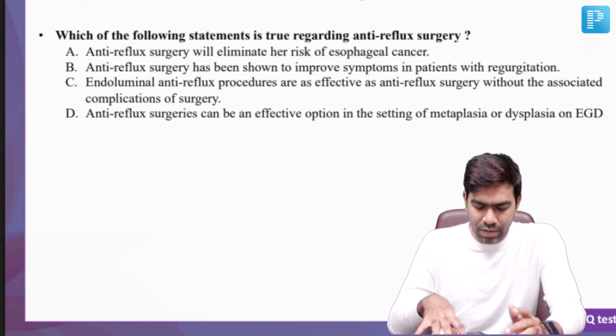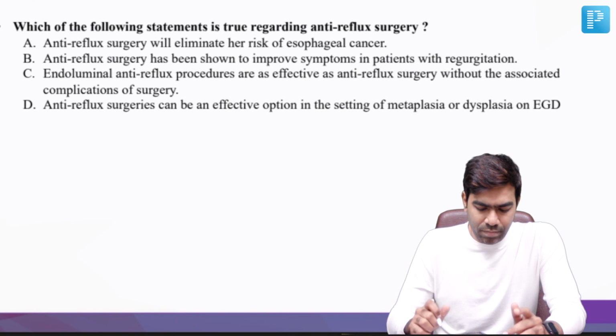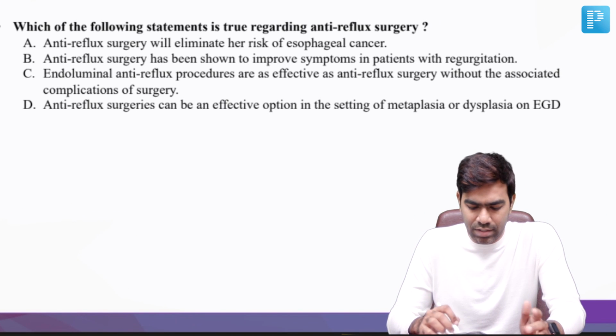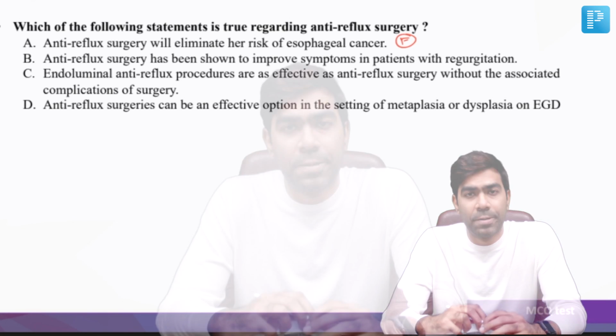And coming to question number 5, which of the following statements is true regarding anti-reflux surgery? Option A says anti-reflux surgery will eliminate the risk of esophageal cancer. This is an absolutely false statement, because PPIs and anti-reflux surgeries can reduce the symptoms of GERD, but it's not going to eliminate the risk of esophageal cancer if the patient is having Barrett's esophagus. So the treatment of Barrett's is either going to be endoscopic surveillance, or you need to treat if it's a high-grade dysplasia.